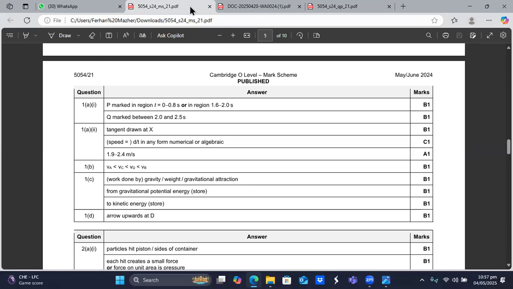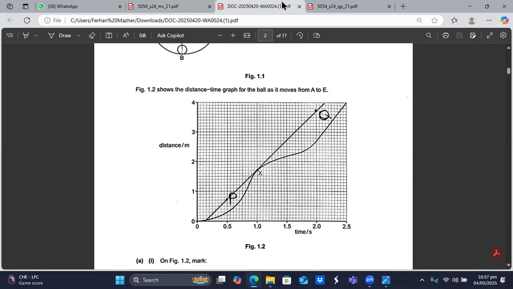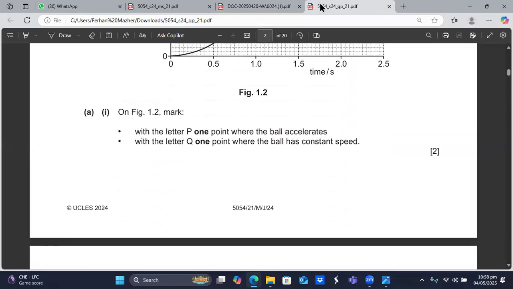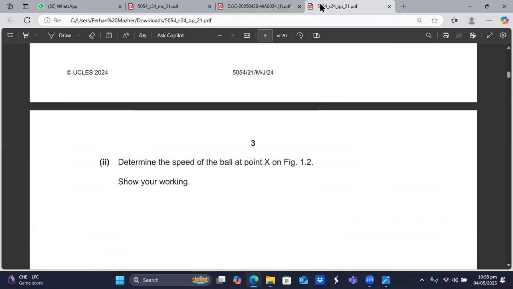This is question number 1. The marking scheme of this paper is also showing up on your screen. This is how you do this. It's a distance time graph. Okay, so that was question number 1A part, first portion.